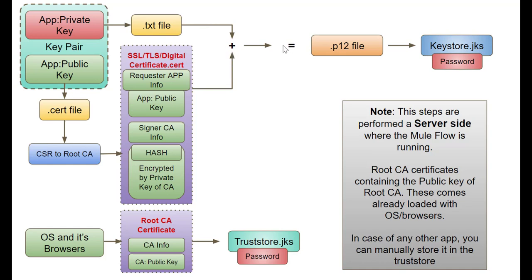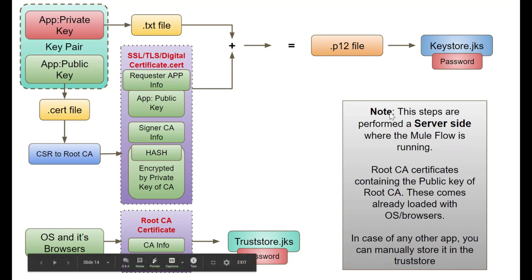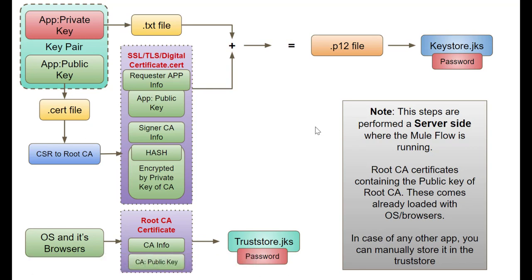And as you can see, the private key of the server and the digital certificate received from the CA actually get combined and imported into a .p12 file, and we store that in the keystore file. This is keystore.jks, and for preparing the keystore.jks, we have to provide a password. These are the steps actually implemented at the server side. Once the keystore is created, we would be able to use that for configuring HTTPS in the Mule flow. So this is how it actually looks.